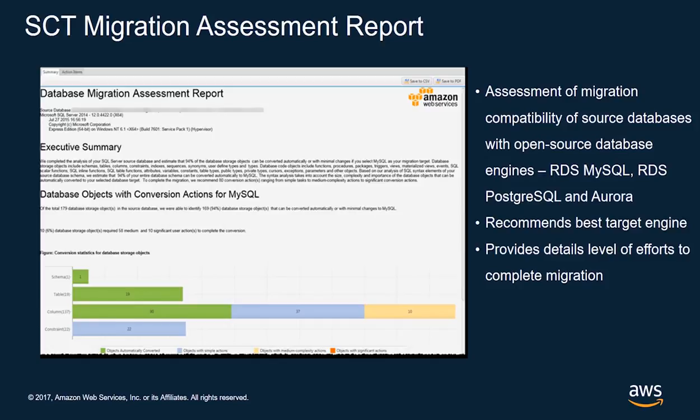So SCT creates something called an assessment report, and it's an assessment of the migration compatibility of your source databases. So it recommends the best target engine, and it also provides the details of the level of effort that you might need to take in order to convert some of those source commercial databases into open source databases. Like we talked about, some of those features are not yet there in Postgres, but SCT is going to recommend different ways of tackling those challenges and put you on the right path when it comes to migrating to an open source database there. So I would definitely recommend to check this tool out.